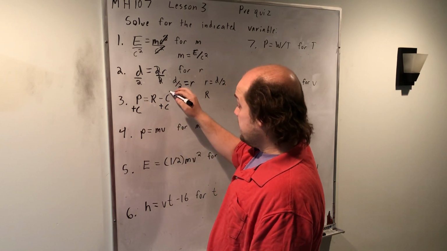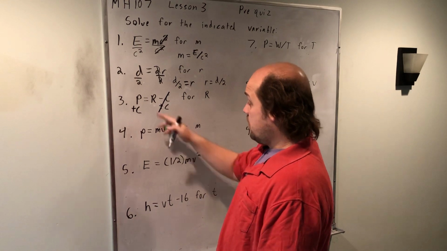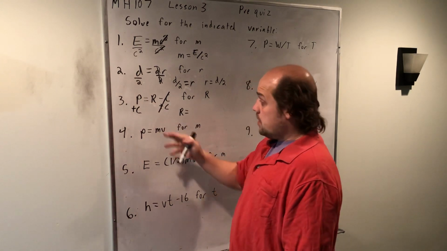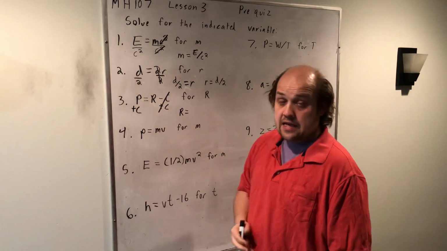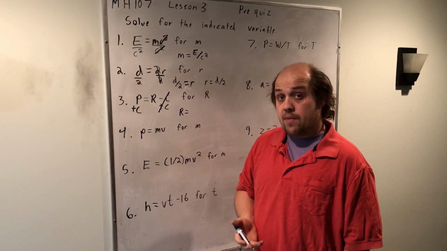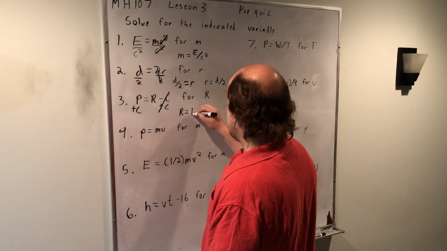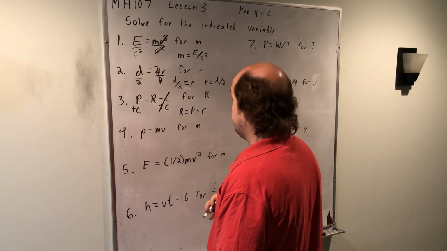On this side, a minus c and a plus c will undo each other. I'll just be left with this r that I was trying to solve for. It equals p plus c. If those were like terms, we would combine them. P plus c are not like terms, so we just need to leave it as p plus c.